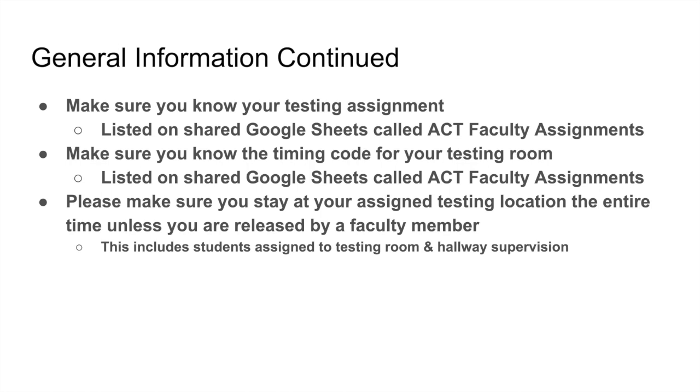A couple of general pieces of information. You want to make sure that you understand your testing assignment, and I will share a Google sheet with you that will have all the ACT faculty assignments. Make sure that you know the timing code. 90% of you will be timing code 1, which is regular time. If you are in special ed or ESL, you will have a different timing code, but it's very important that you understand what the timing code is for your room. And the timing code will also be listed on the Google Sheets ACT faculty assignments.